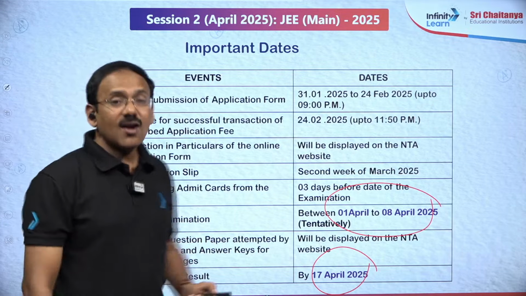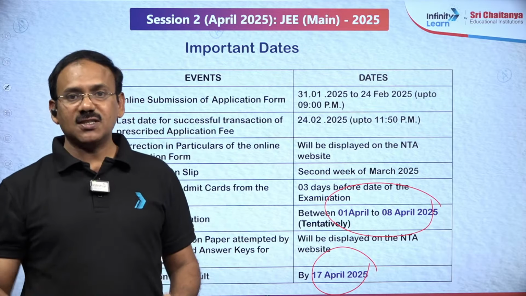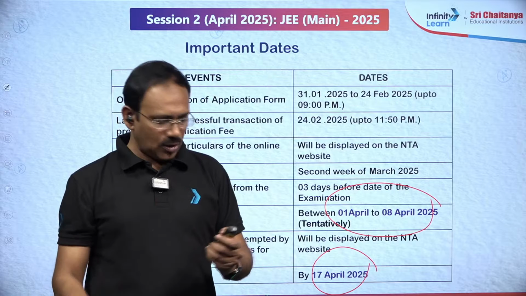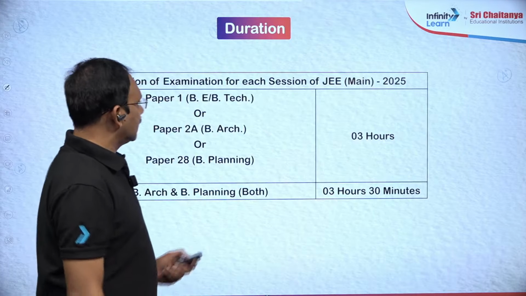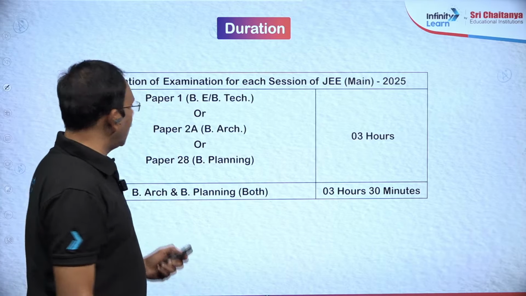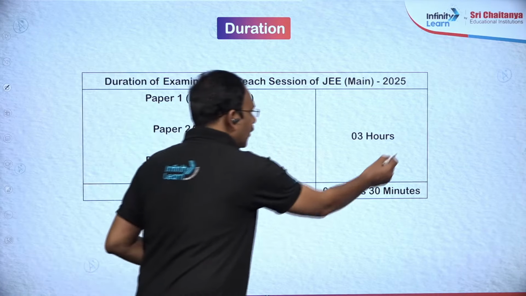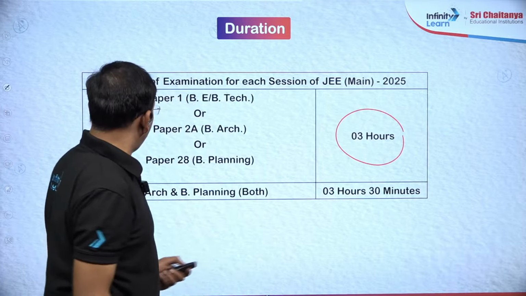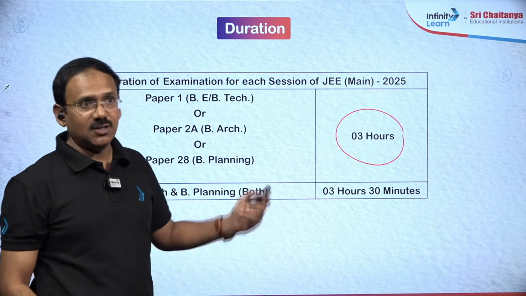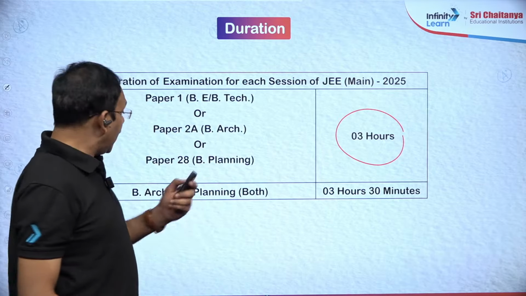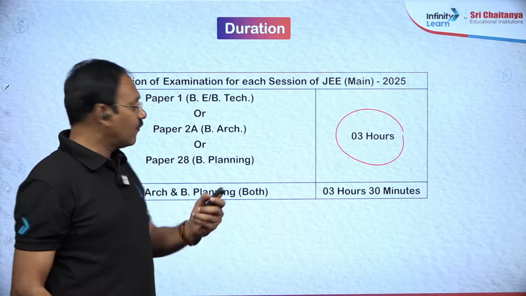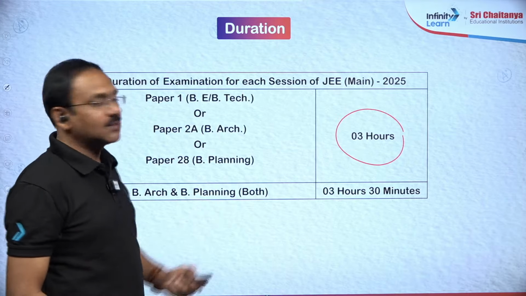After that, there are some major changes in the examination pattern, the question paper pattern, that I would like to tell you here, dear friends. The first important point is exam duration. You know well, for paper 1 BE or BTech, the exam is for 3 hours. Even for the students who are preparing for B.Planning or B.Arch, the exam paper is for 3 hours. Friends, if some students are interested to write for B.Arch and B.Planning together, for them the exam paper will be 3 hours 30 minutes.